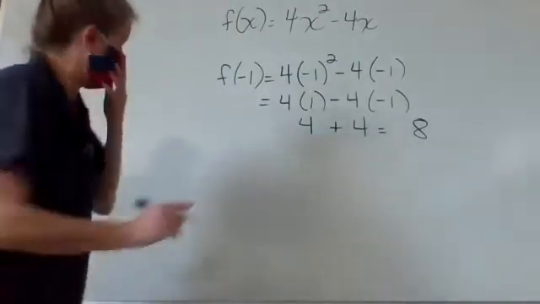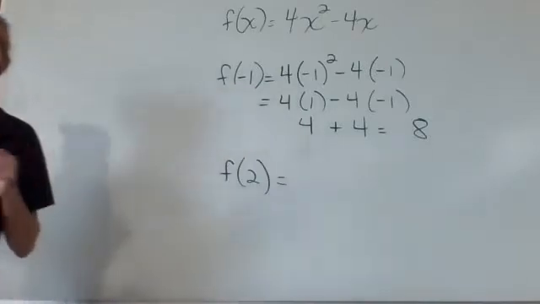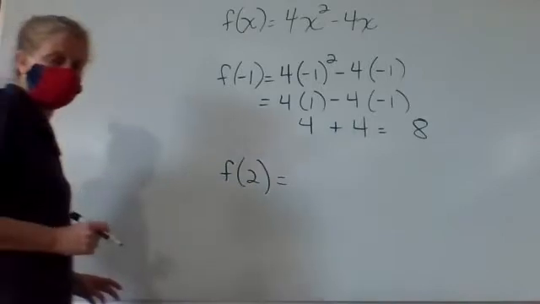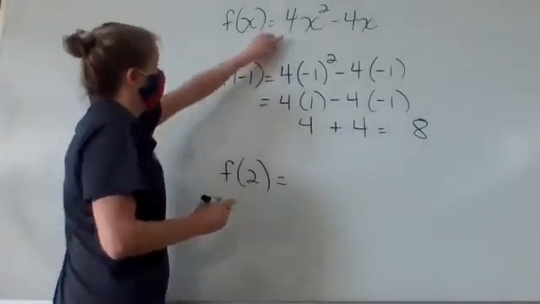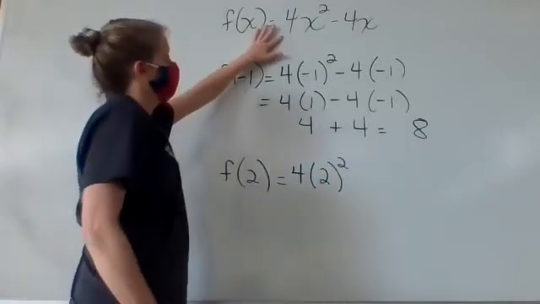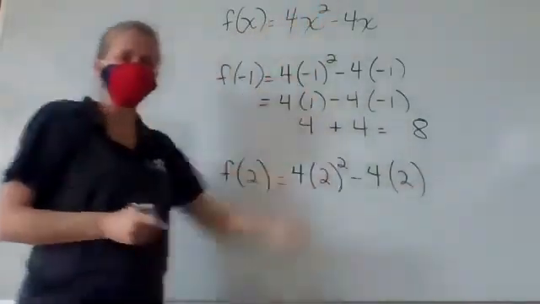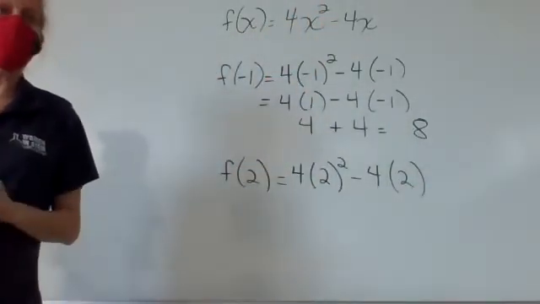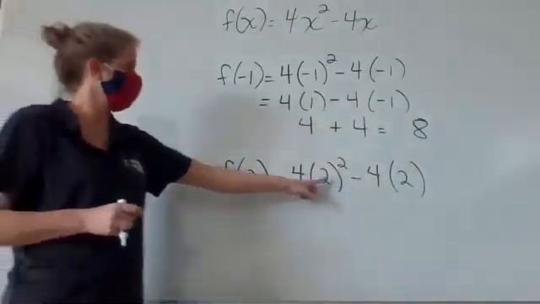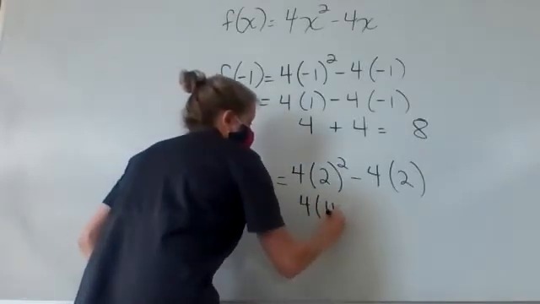And the last part of it wants me to find f of 2. So same exact thing. I'm just going in and replacing all the x's with 2's. So 4 times 2 squared minus 4 times 2. Remember, your order of operations, I need to do my exponent first, right? So 2 squared gives me 4. So this really says 4 times 4.